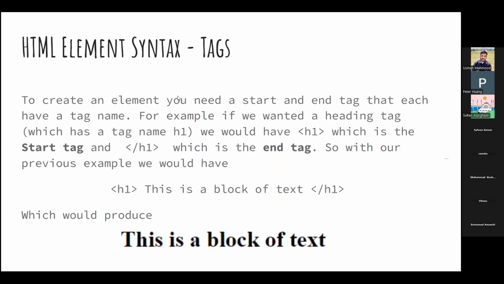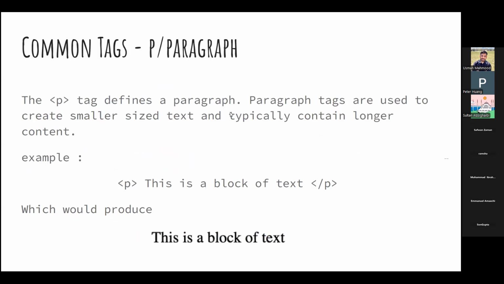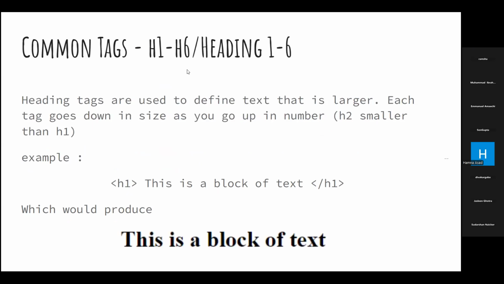Looking at the tags, there are different types of HTML tags that each do different things. In this case, we're looking at the header tag. H1 to H6 are different levels of heading, with H1 being the largest and H6 being the smallest heading tag. The paragraph tag is simply a P tag, which allows you to write your text in paragraph format. This is a block of text, simple. And again, H1 is the largest and H6 the smallest.